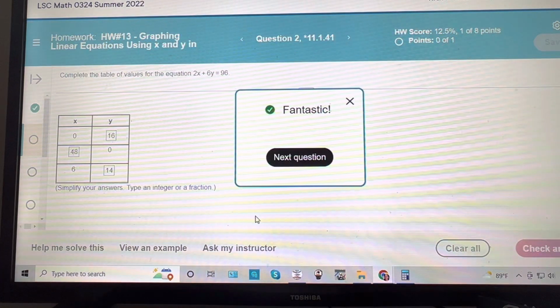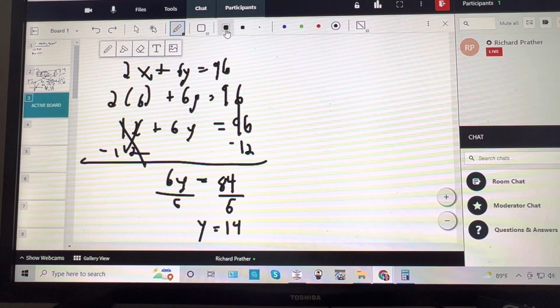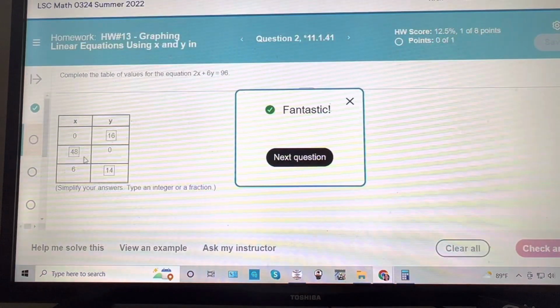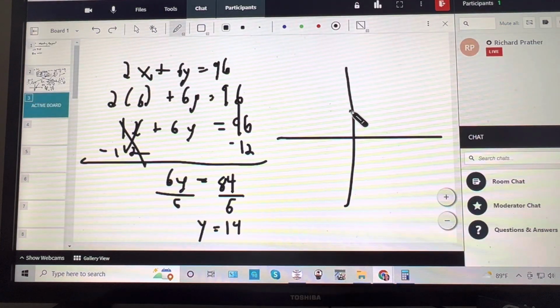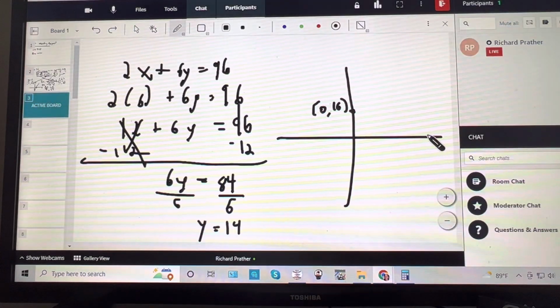As a double check, I guess we're not graphing yet, but you could plot all 3 of these points on a graph. It's a little hard with such large numbers, but 0, 16, I'll just call that right here. 0, 16 is up 16 from the origin. And then 48, 0, that's really hard to do, but we'll just put it way out here and say there's 48. 48, 0 is 48 to the right of the origin.